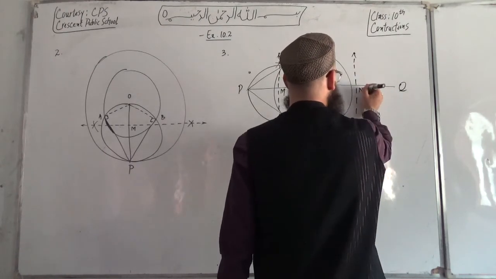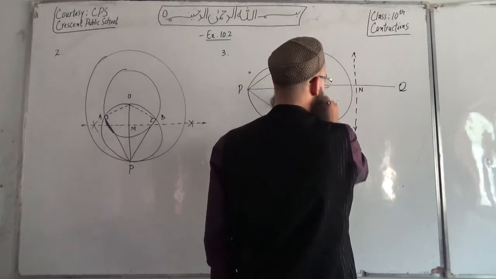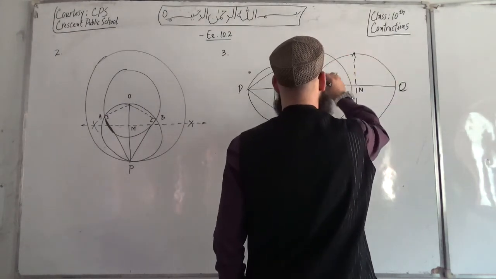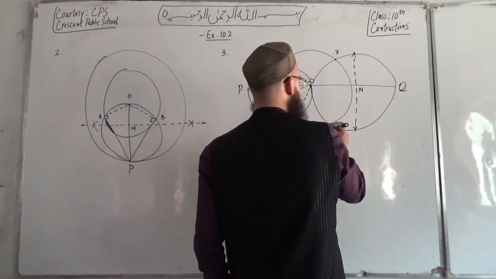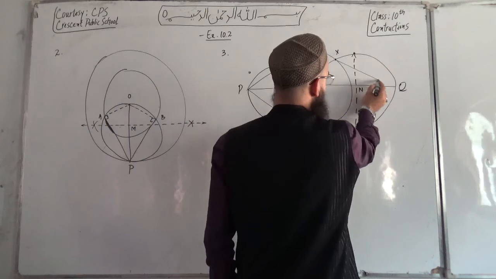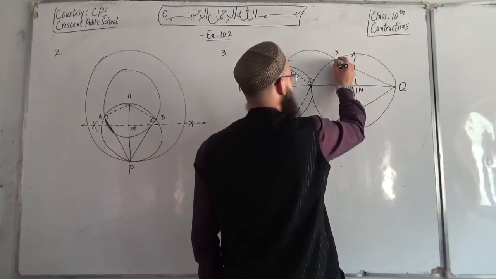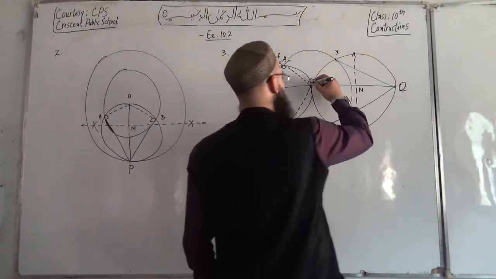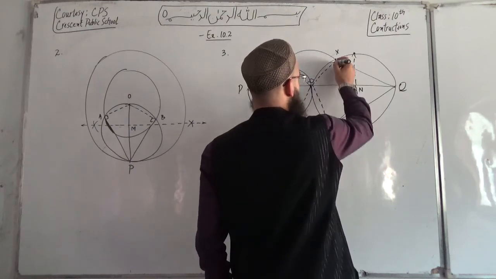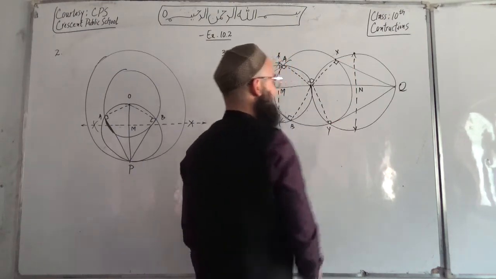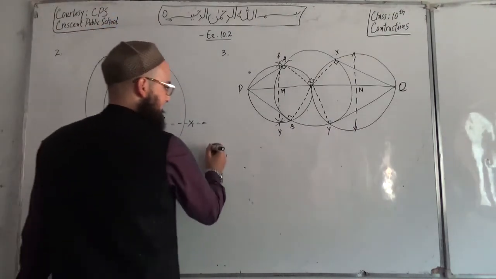Let us say this time it intersects at N. With N as center, draw another circle, intersecting the given circle at, say, X and Y. Then join OX and OY. So these are your required tangents. Then for the justification, you will prove this is an angle in the semicircle and this is an angle in the semicircle. It looks like this. You got it?